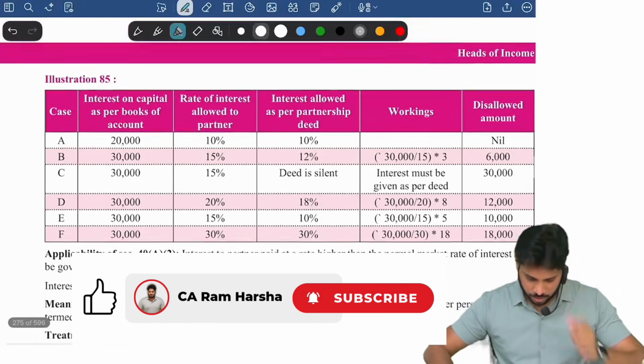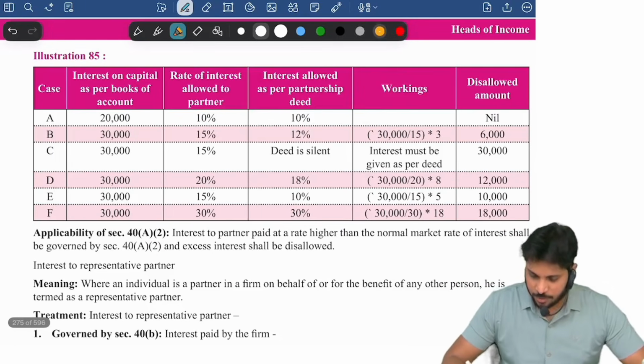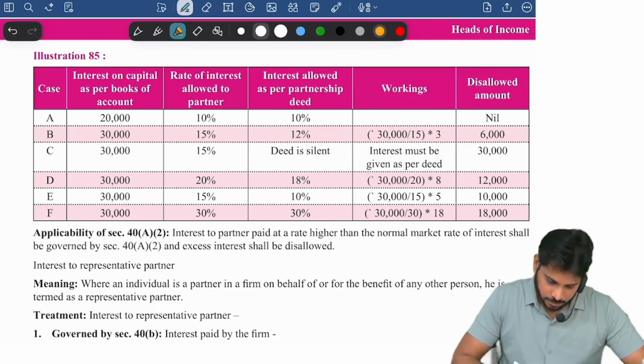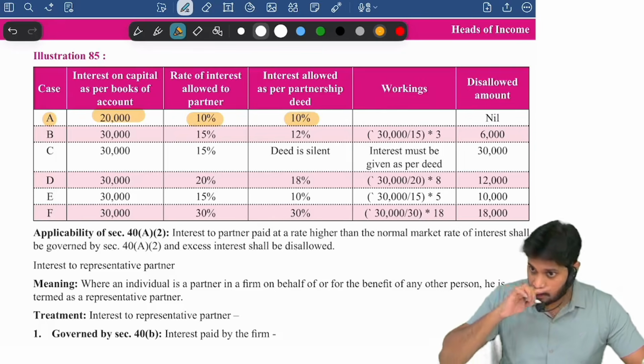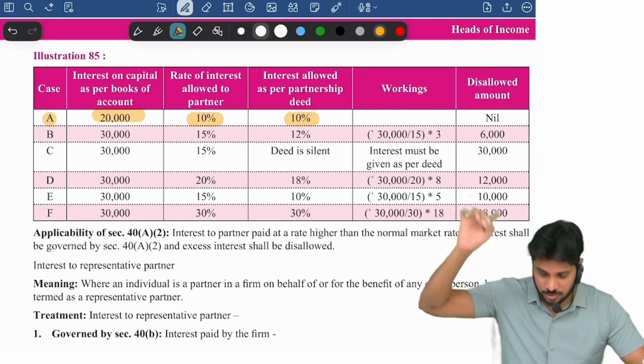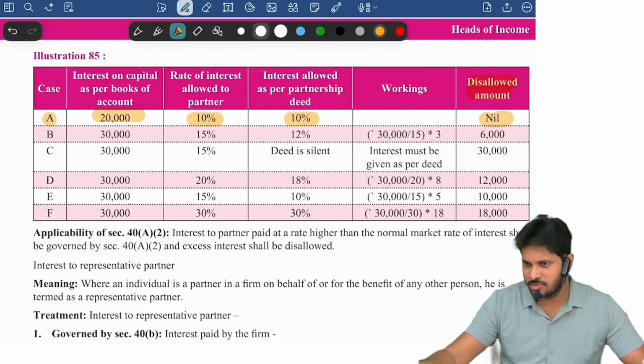Yeah, let's look at 85th question. This is regarding a partnership firm problem. Interest is allowed maximum 12% of capital. Okay, now look at case scenario A. Interest on capital as per books of accounts 20, rate of interest is 10. Even as per deed also 10 only. Remember, either 12 or deed rate, whichever is lower. Now the disallowed amount is nil because 10 only. Maximum 12 is permitted, no problem.